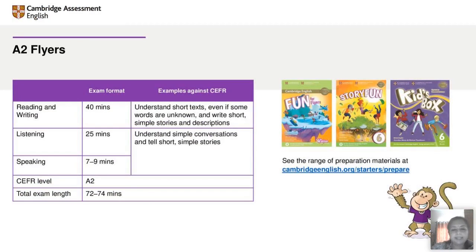Now, Flyers is a level which is above A1. Now, what does each level correspond to? Each level exhibits certain kinds of can-do statements. So, at each level, the candidate or the student is assessed on whether they can do these activities.